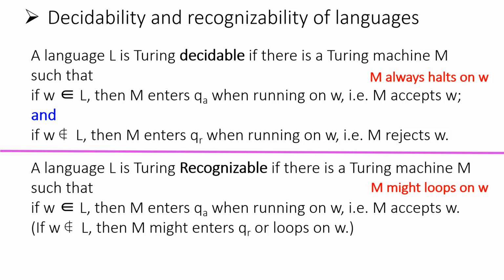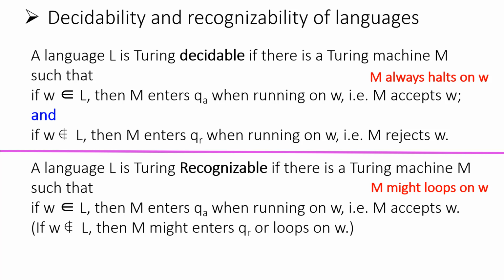A language L is Turing recognizable if there is a Turing machine M such that if W is in L, then M enters the accept state when running on W, i.e. M accepts W. But when W is not in L, then M might enter the reject state or might loop. By looping, the machine does not stop. It runs forever. You might ask, how do we know the machine is looping? The answer is, we don't know, and it's a problem.